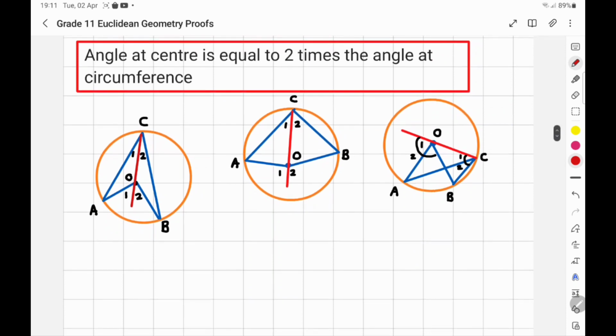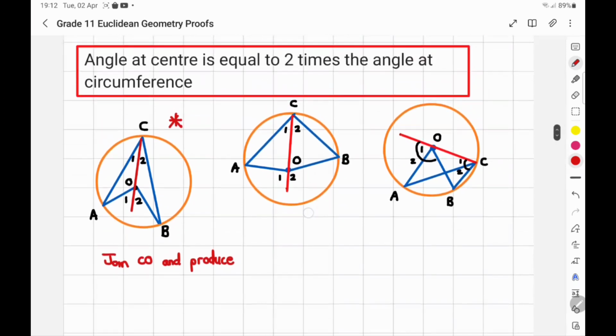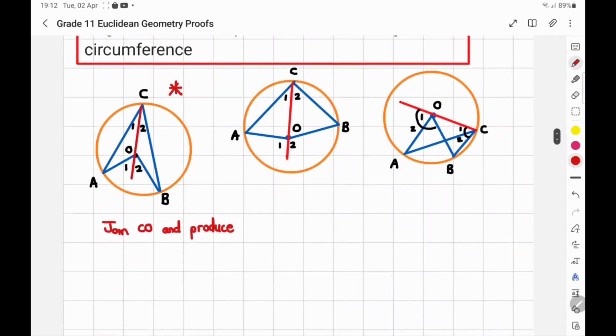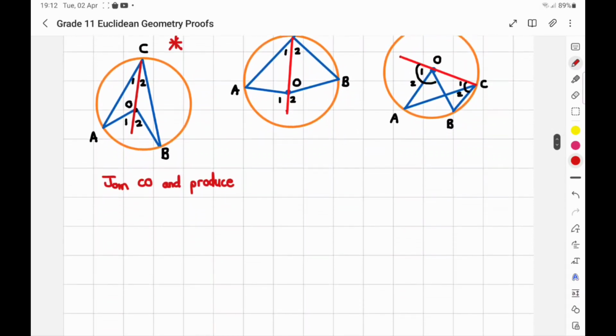You're going to say join CO and produce. Okay, so it means and extend. So you can also say join OC as to be extended, and the same in this diagram over here, and the same in diagram 3 if it was given like that. Most of the time we like to give you this original, the first or the second. So join CO and produce. Then we're going to start with that O1.